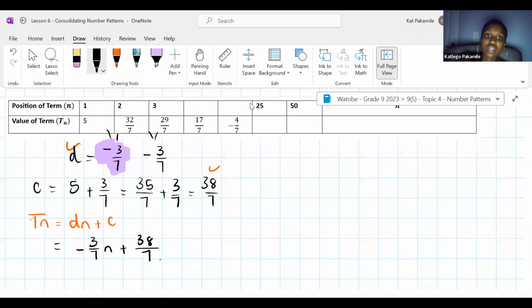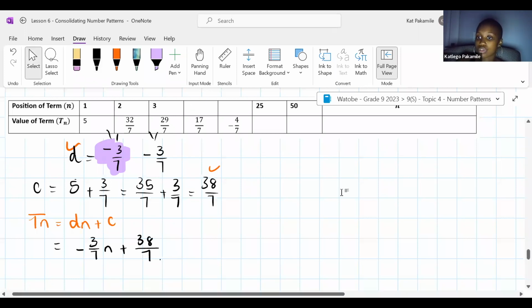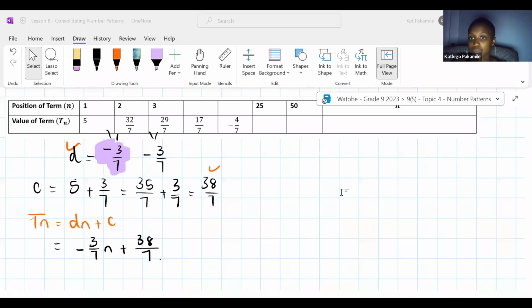Now I want you guys to find the positions and the values of the missing terms. Okay. So I want you guys to find that. I'm going to keep quiet for a few minutes. Once you have an answer, just post it in the chat.